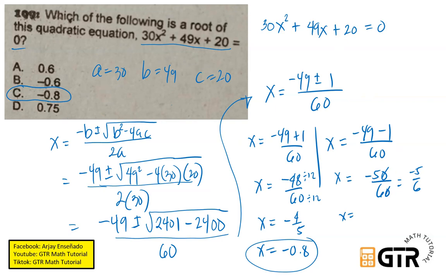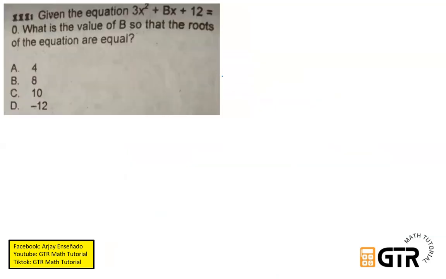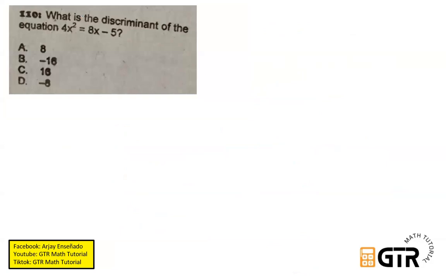Okay, so last number, or dalawa pa pala, may 111 pa. So 110, what is the discriminant of the equation 4x squared equals 8x minus 5? So para ang discriminant natin ay yung nasa quadratic formula na b squared minus 4ac. So kunin lang natin yan, pero kailangan i-standard form natin ito. So we have 4x squared equals 8x minus 5. Ilipat lang natin sa kabila itong 8x tsaka itong negative 5. Transpose, change lang natin ang sign.